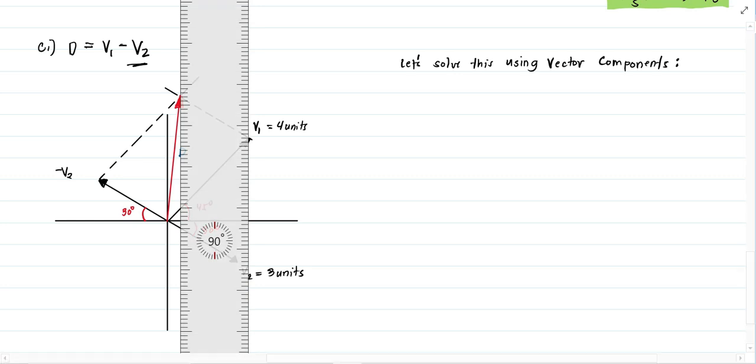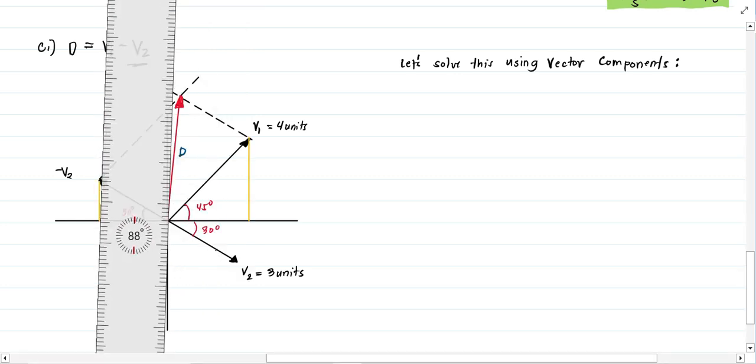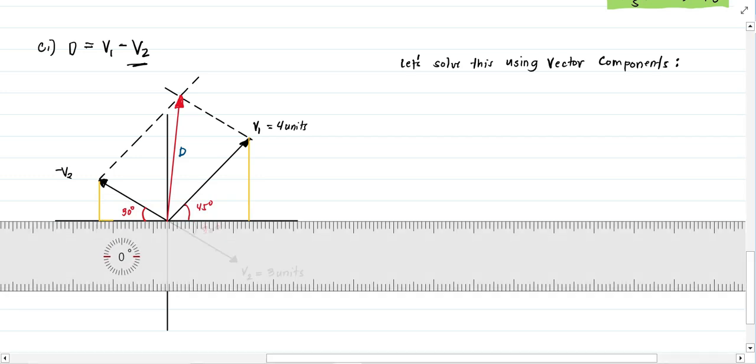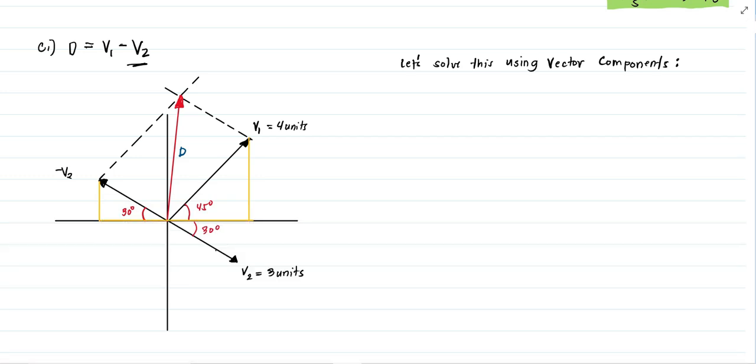Therefore, the x and y components of v sub 1 and negative v sub 2 are as shown. Notice that we are using the triangle law of combination in showing the x and y components of the vectors. We now have the x and y components of v sub 1 and negative v sub 2. Notice that we have added x and y so that we can determine the direction of each component.